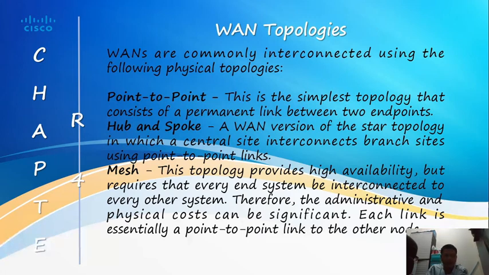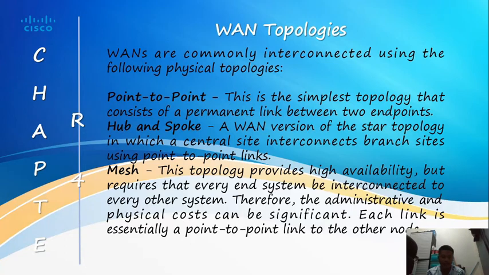So, WAN topologies. WANs, or wide area networks, are commonly interconnected using the following physical topologies. The first is point to point. Point to point is the simplest topology that consists of a permanent link between two endpoints. Second is hub and spoke. A version of the star topology in which a central site interconnects branch sites using point-to-point links.